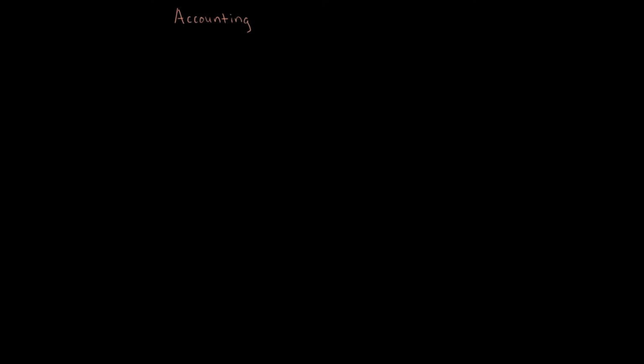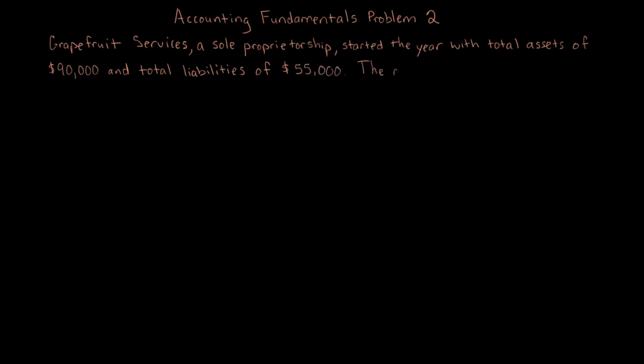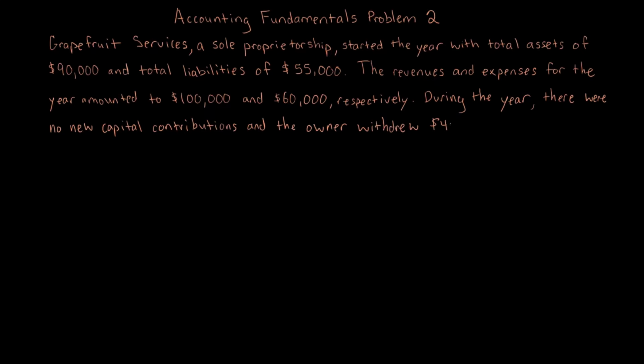Accounting Fundamentals Problem 2. Grapefruit Services, a sole proprietorship, started the year with total assets of $90,000 and total liabilities of $55,000. The revenues and expenses for the year amounted to $100,000 and $60,000 respectively. During the year, there were no new capital contributions and the owner withdrew $40,000. What is the amount of owner's equity at the end of the year?